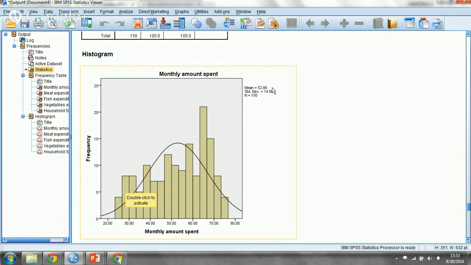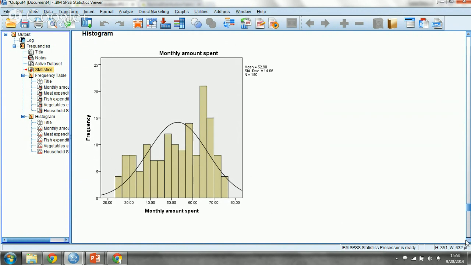Interestingly, when it reports the mean over here and the standard deviation, that would be roughly here. So you can see for the monthly amount spent how much the normal distribution is. And then if you were to kind of trace it, you could see how the data is represented. So we might show that it skews a little bit more this way. Let's scroll down a little bit.